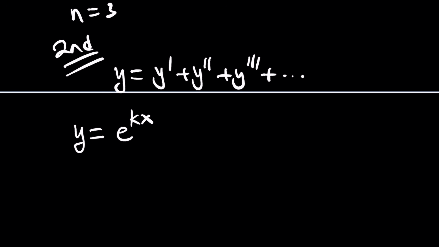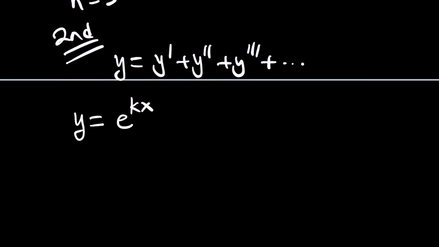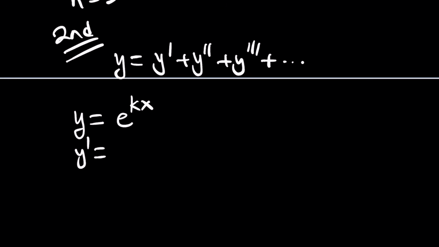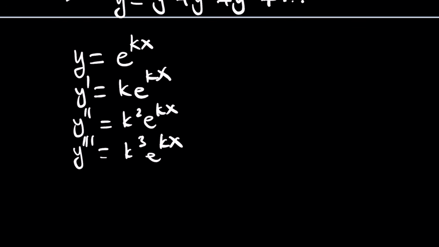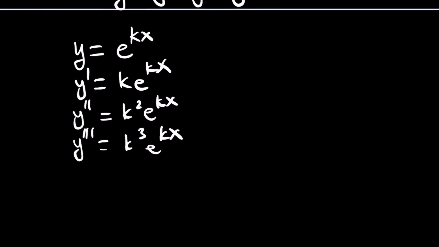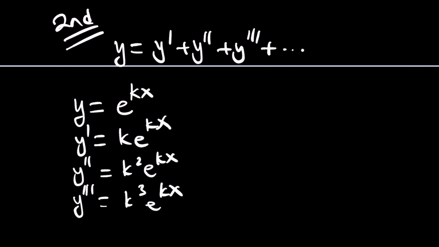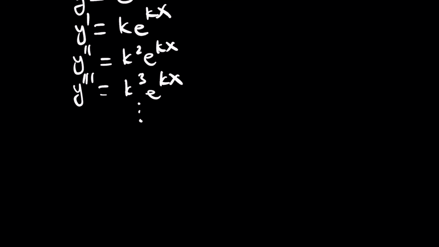So let's go ahead and take this and differentiate. If you differentiate it once, it's going to be k e to the kx. If you differentiate it twice, it's going to be k squared e to the kx. And if you differentiate it 3 times, it's going to be k cubed e to the kx. You see, the e to the kx is always going to come up on both sides, which will cancel out, and we're going to end up with a polynomial. That's the whole idea. In other words, we're using the characteristic equation here. Make sense? Of course, this will go on forever, but let's go ahead and make the replacements.